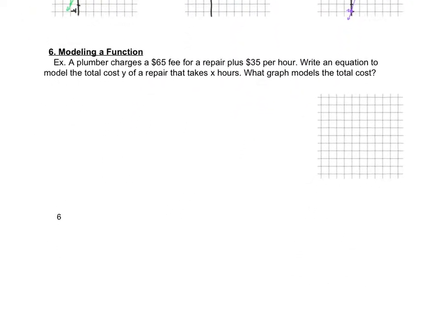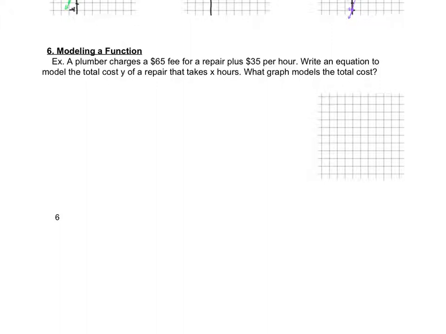And last here, modeling a function. So a plumber charges a $65 fee for a repair plus $35 per hour. So the cost is going to be equal to a flat rate of $65 plus $35 per hour, and then writing that equation to model that total cost y of a repair, which takes x hours. All right, so y, my cost, is going to be equal to 35x, because I'm going to replace hours with x, plus 65, because that's a flat rate, which is going to be my starting point, my y-intercept.